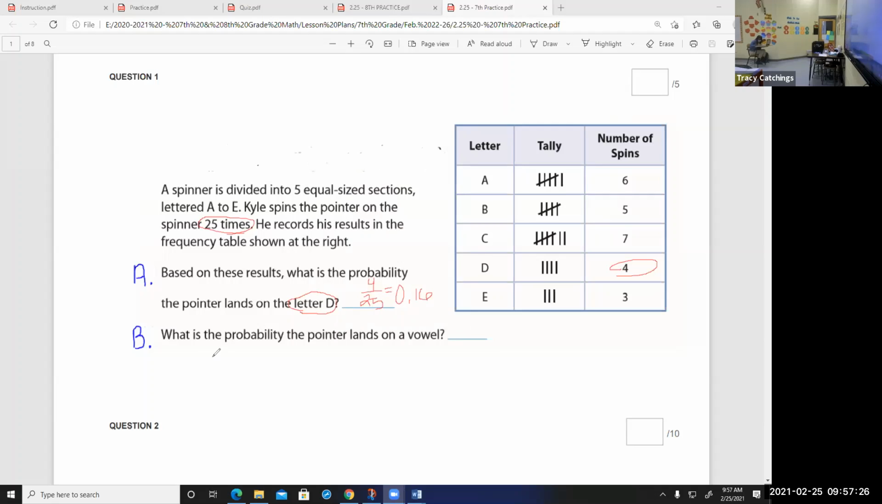All right, and then we got B. It asks what's the probability of the pointer landing on a vowel. Three for E. Any other vowel? 3 plus 6. And what's that denominator? Good job. Kaden?